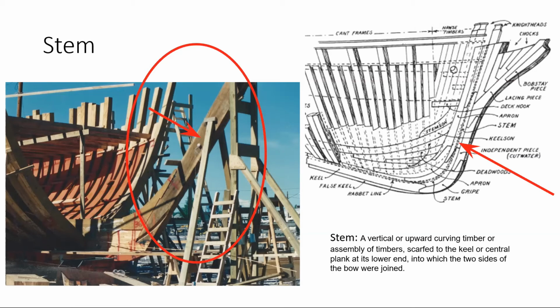And there's a fun one. It's called an apron right there, and an apron right here as well. It's kind of like a knee that helps support the stem as it connects to the keel there. It's kind of an internal stem almost to the outer stem.